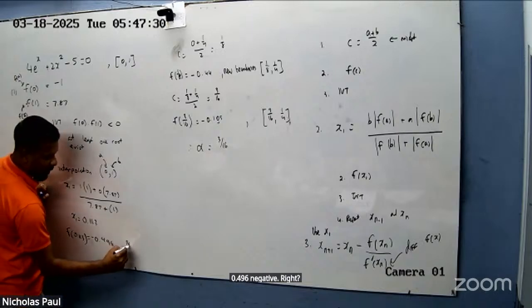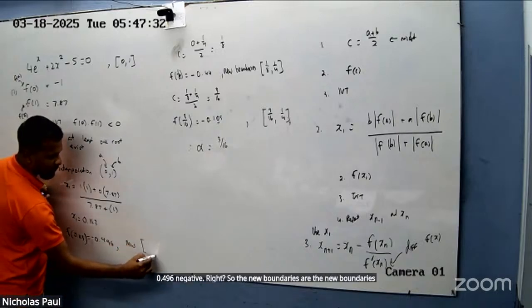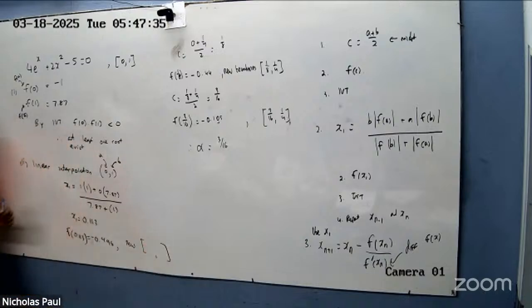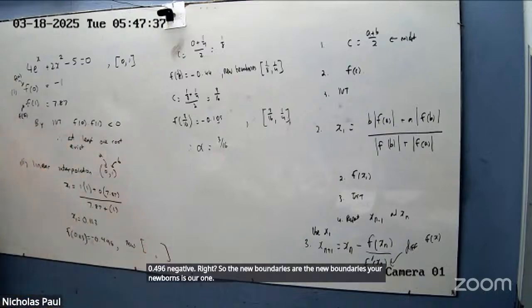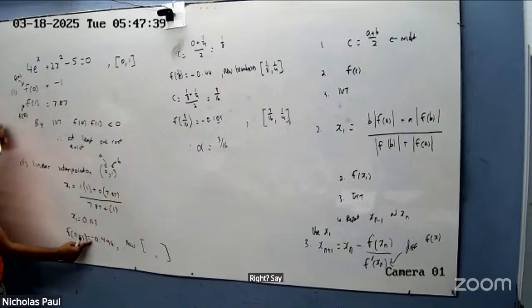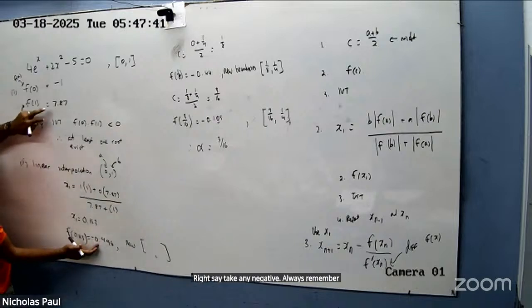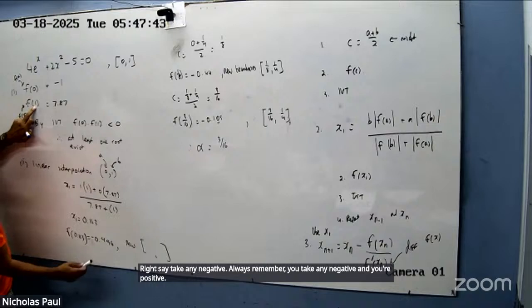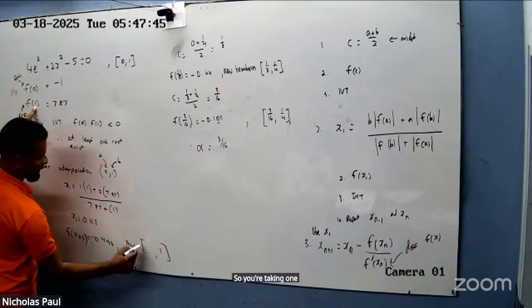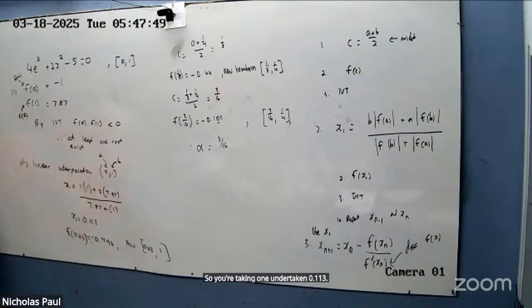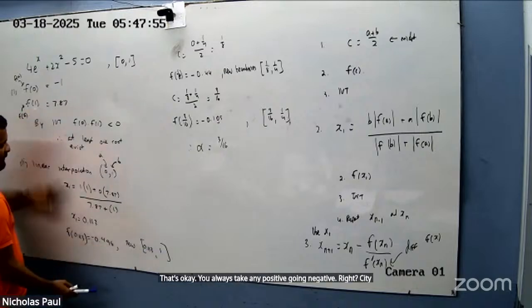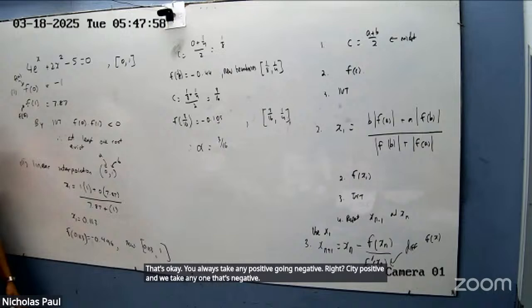So the new boundaries are what? Always remember, you're taking the negative and the positive. So you're taking 1 and you're taking 0.113. That's okay? You're always taking the positive and the negative. So the positive, and we're taking the one that's negative. Go again.